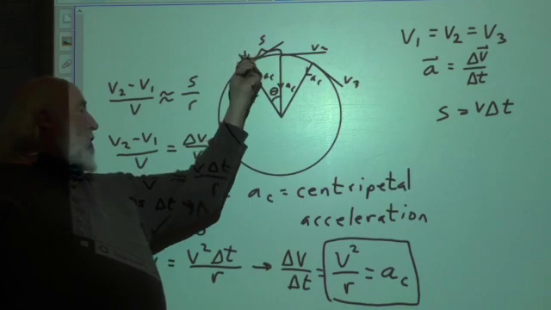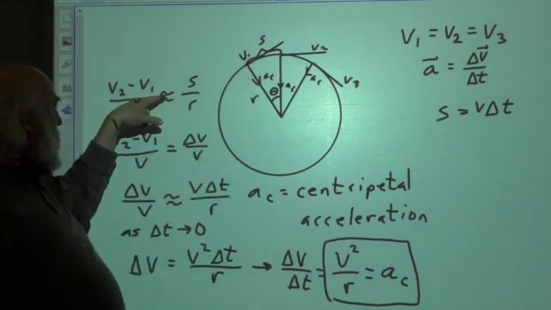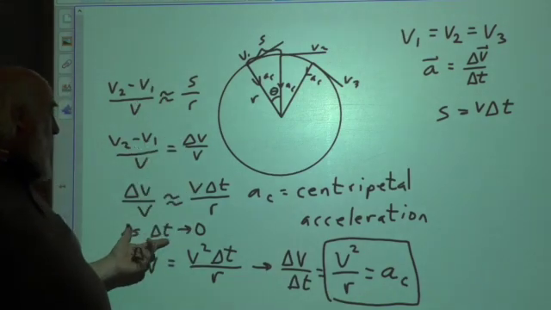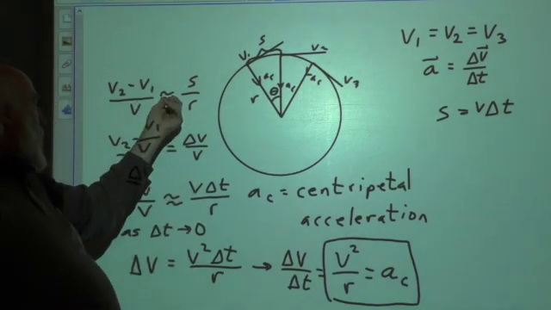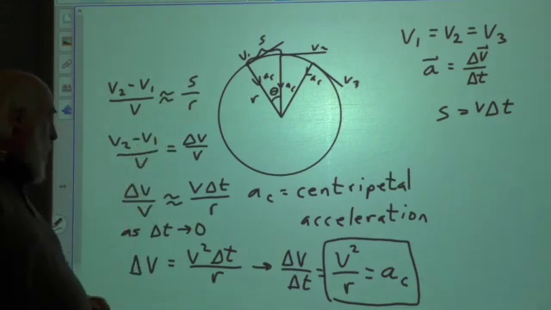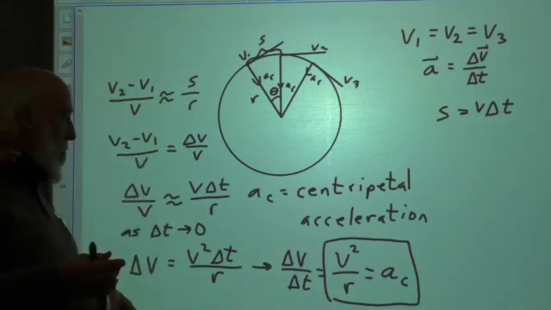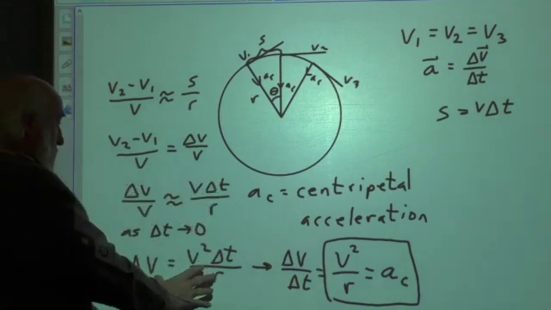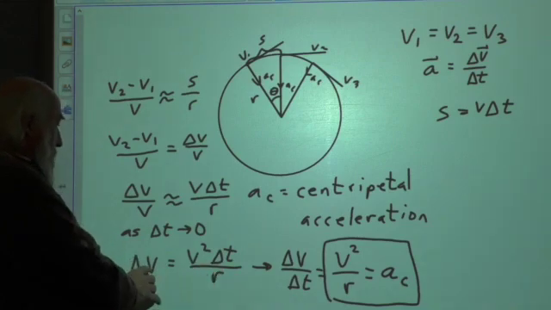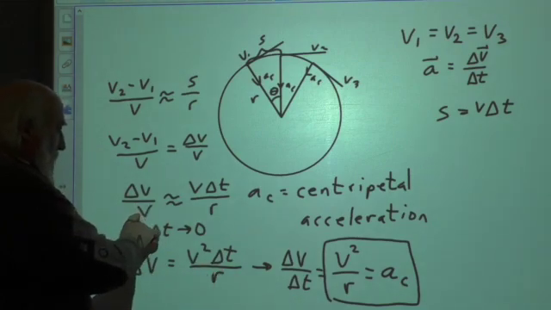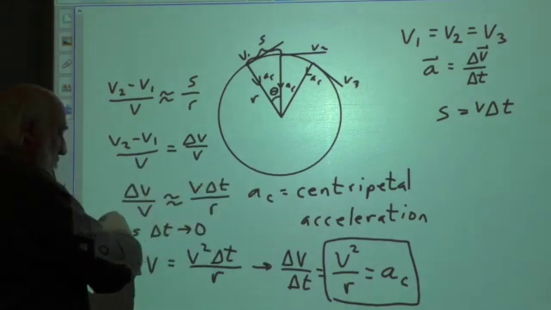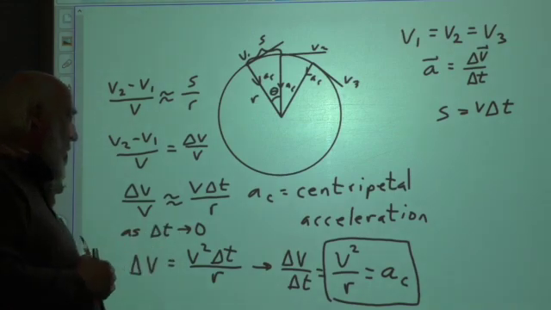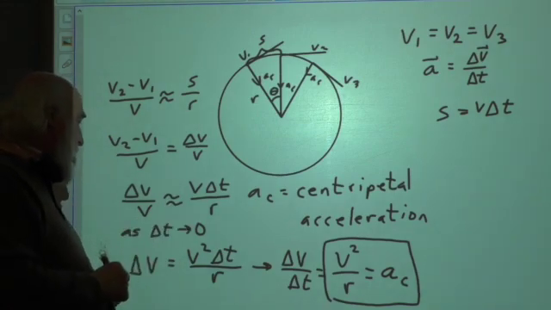So the closer these get, the more this turns out to be not approximately equal to, but equal. And that's why we say as delta t approaches 0, this changes from approximately equal to equal. Now we can do some mathematical manipulation of these two equations. And so we've got this right here. So I'm going to multiply this v on both sides. That cancels out there, leaves delta v. And that gives me v squared times delta t over r.